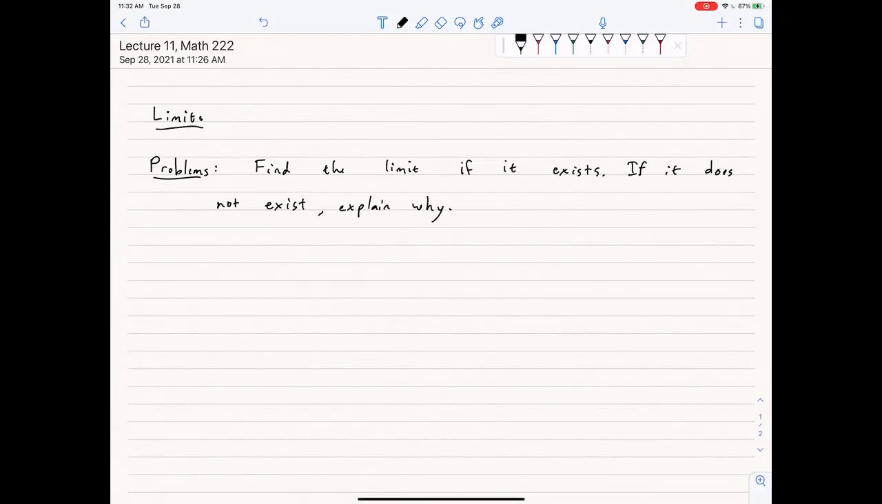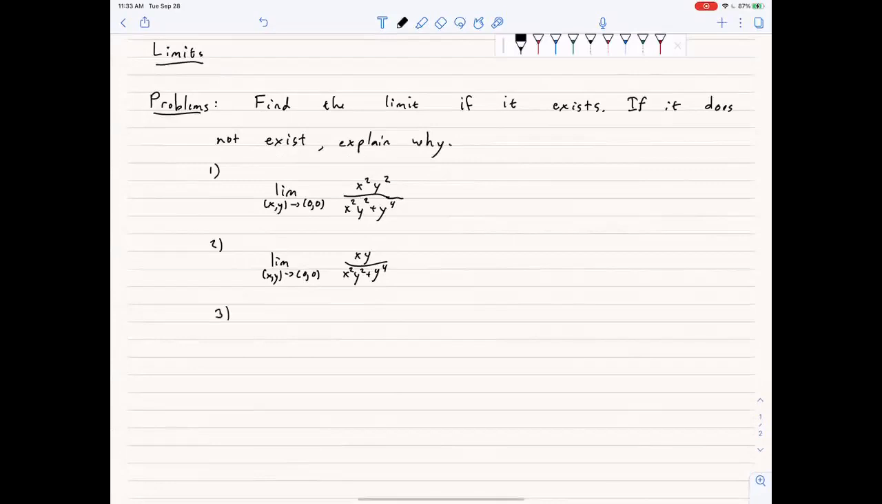Okay, so here are three different problems, and all of them share a feature: I'm going to approach the origin in each of these cases. And each of them is what is known as a rational function, which means it's a polynomial in two variables over another polynomial in two variables. So there's one limit, here's the second limit, and here we'll have xy over x squared y squared plus x to the fourth, same denominator. And then finally, the third limit.